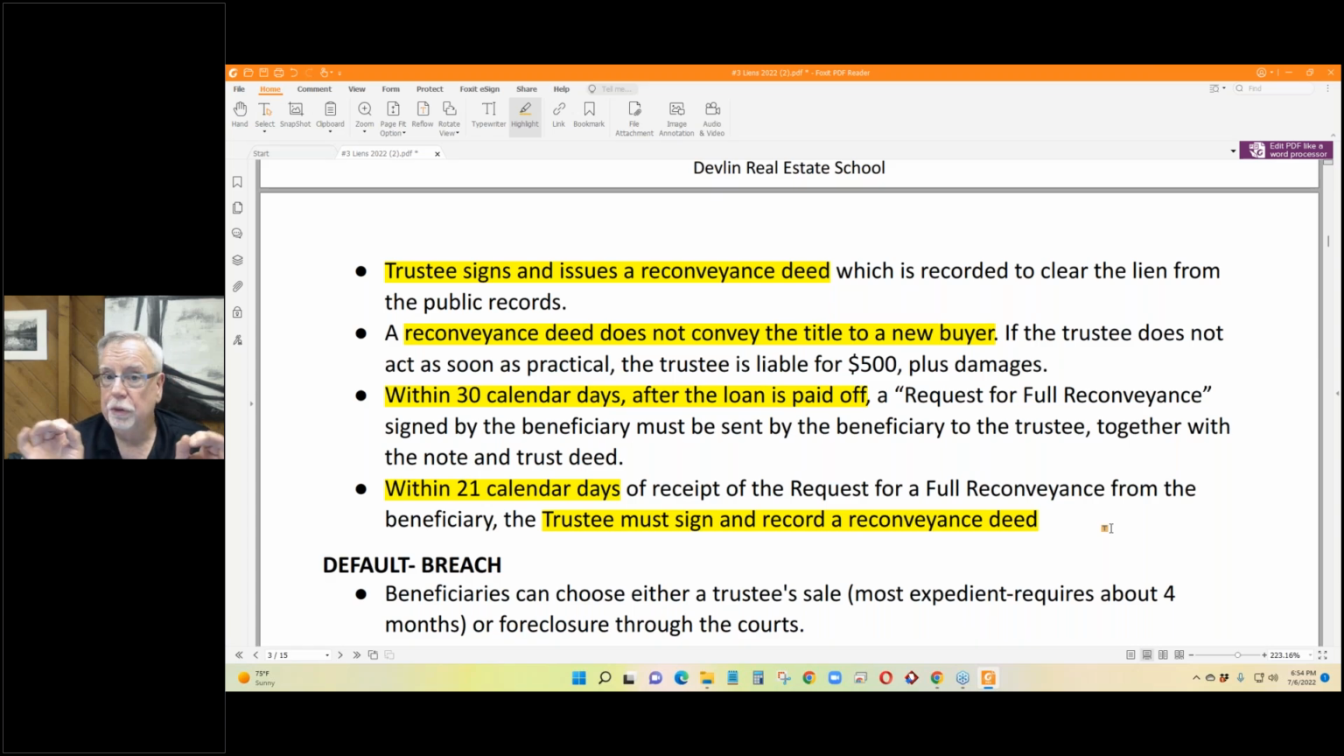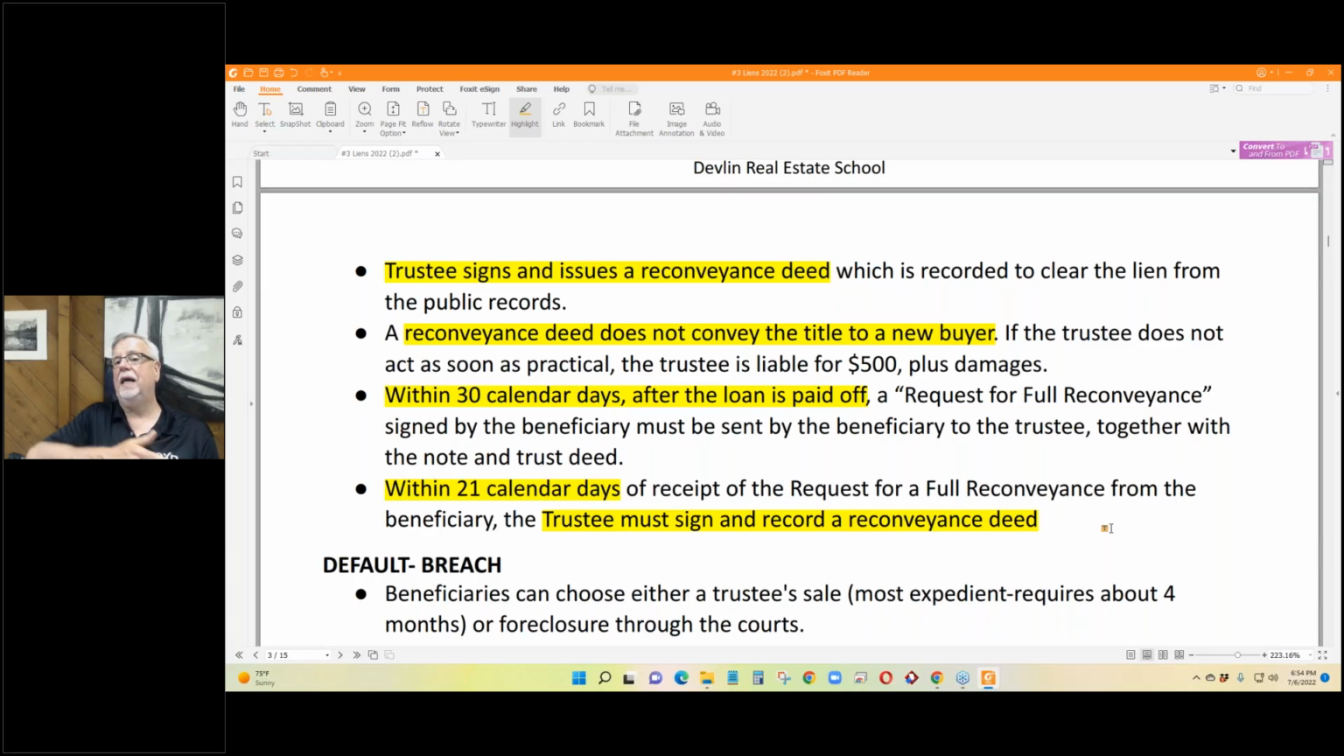Now, there are 2 kinds of loans. There are loans to purchase real estate. And then there are loans against property you already own. So if you're selling your house and you have a loan on it, the deed of reconveyance is issued really, really quickly. I mean, we're talking minutes. As soon as the lender gets their money, they issue the deed of reconveyance because we need the pink slip in order to sell the house.